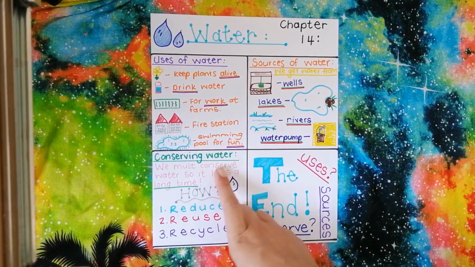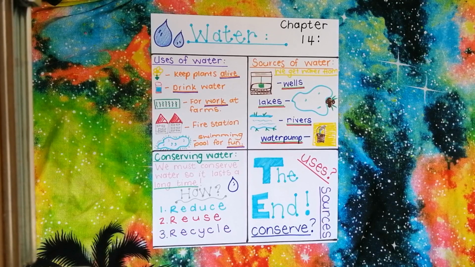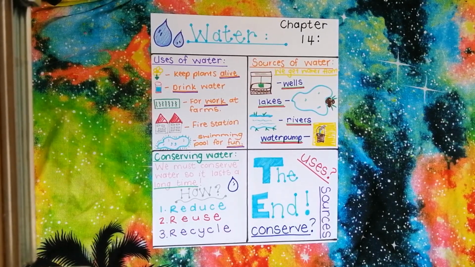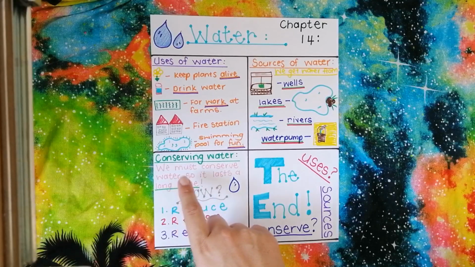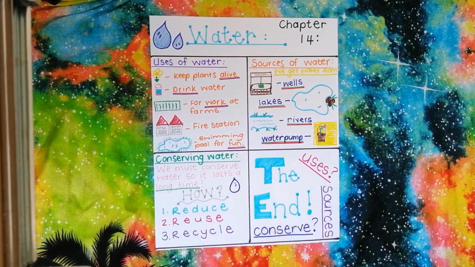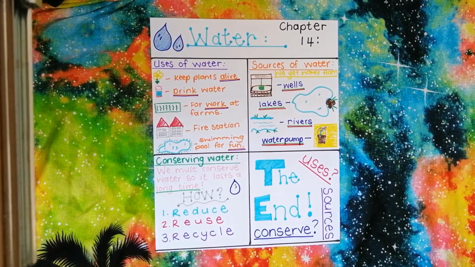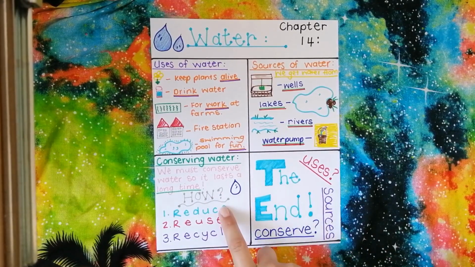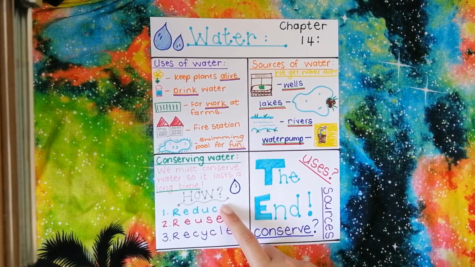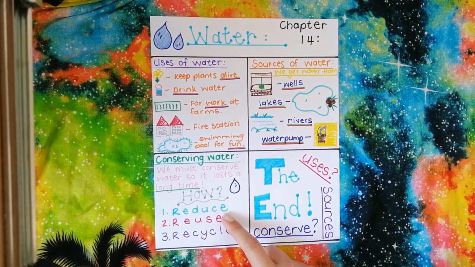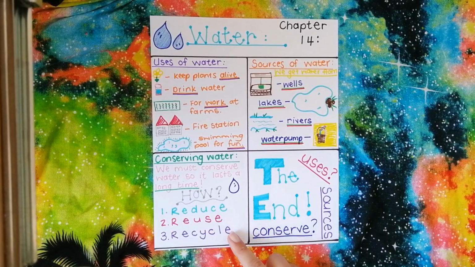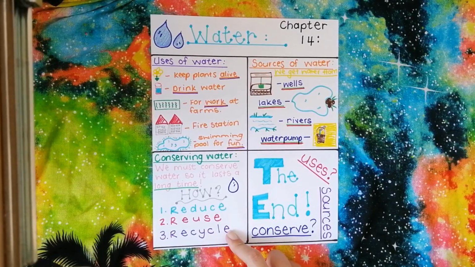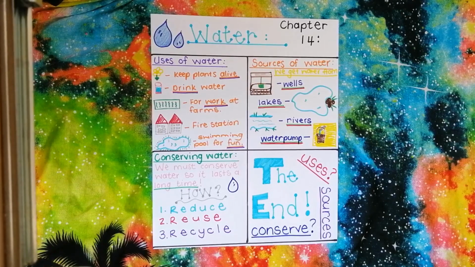And the next one, conserving water. What does it mean to conserve water? It means we must save water, use it wisely. So we must conserve water so it lasts a long time. If we abuse water and we use too much water and we waste it, we will run out of water. How can we conserve water? By reducing the amount of water that we use, by reusing the water that we use, and by recycling the water that we use. Awesome. That is all of our chapters summed up that we did last week.